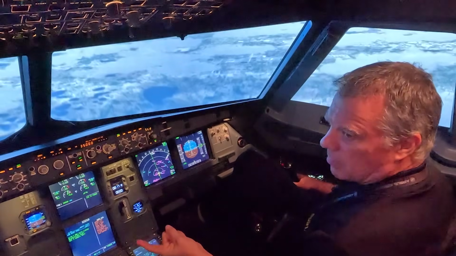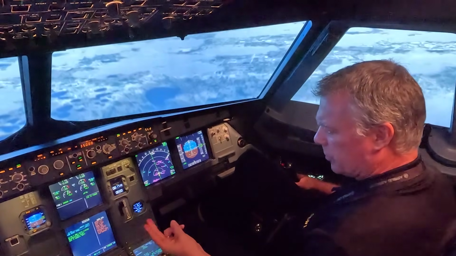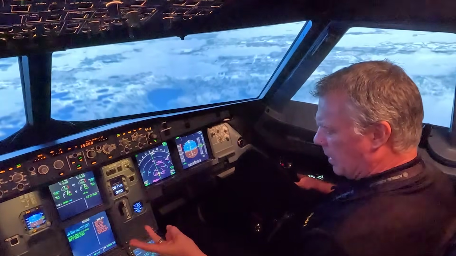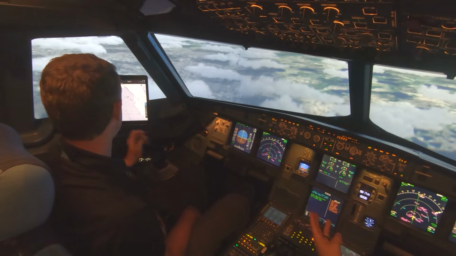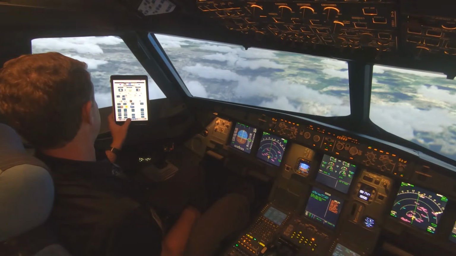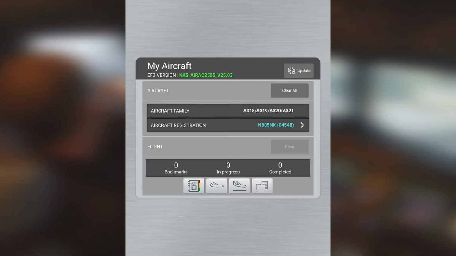After takeoff flow doesn't matter at this point. There's no checklists or anything that we need to do. Any resets? I'll check the EQRH for a system reset. All right. Neil will now review the system reset procedures to ensure there's no reset for this failure.